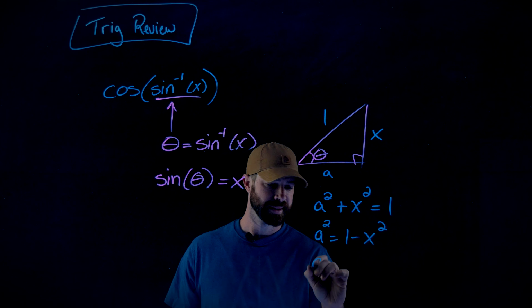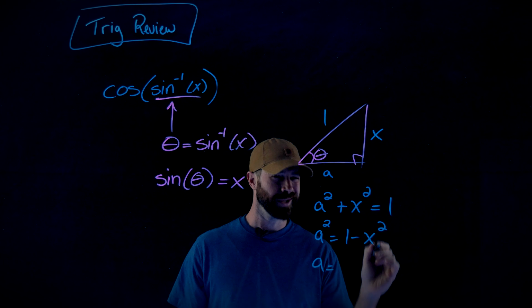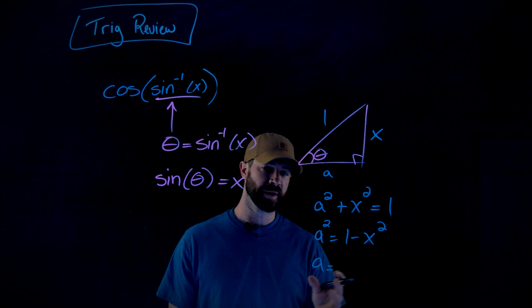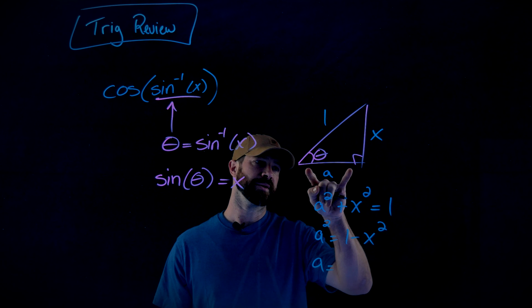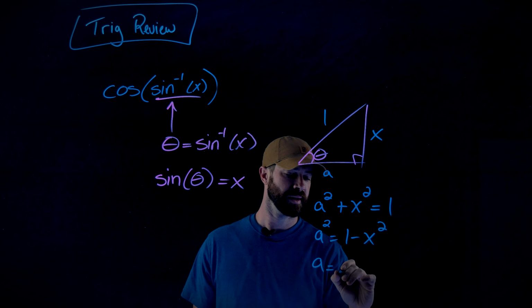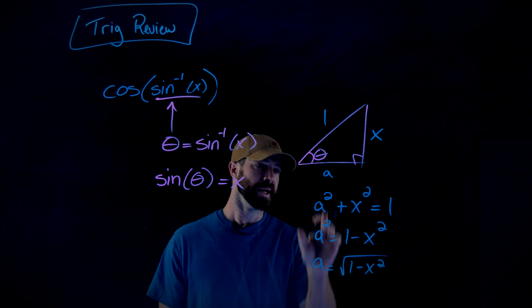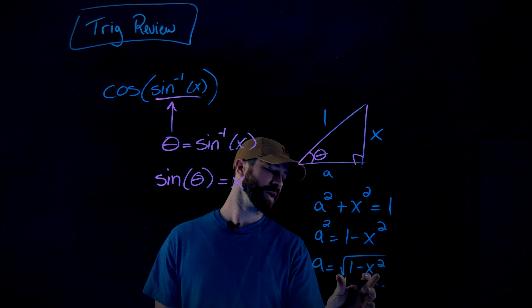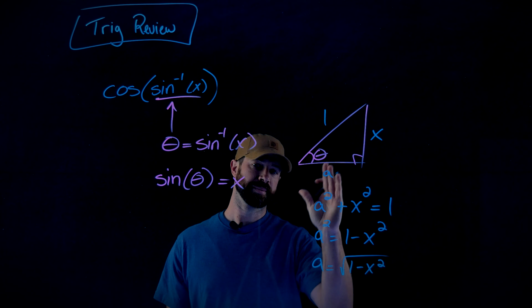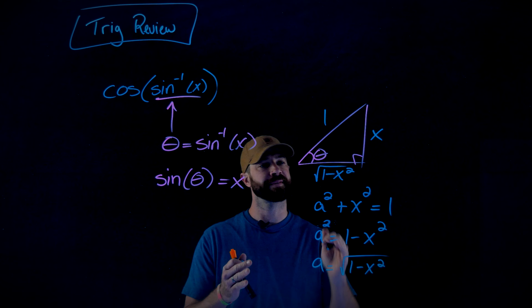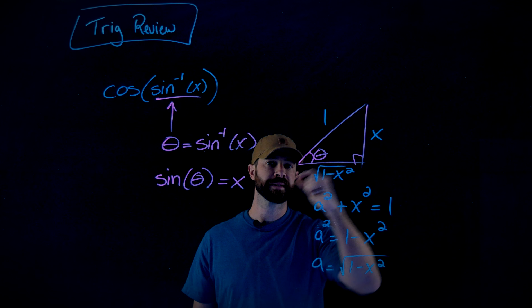Take the square root to get a equals plus or minus the square root of 1 minus x squared, but I'm only going to consider positive values because I'm looking at this right triangle right here. So it's the square root of 1 minus x squared. So this a right here is the square root of 1 minus x squared, so I'll replace that real fast. So what I've done now is I've solved this triangle for all of these sides.